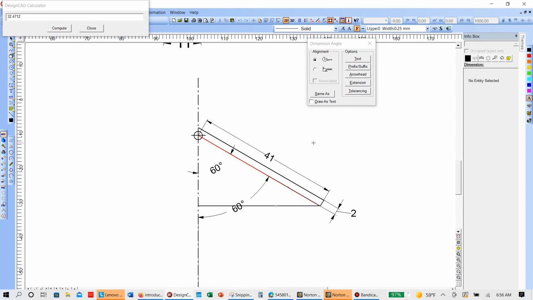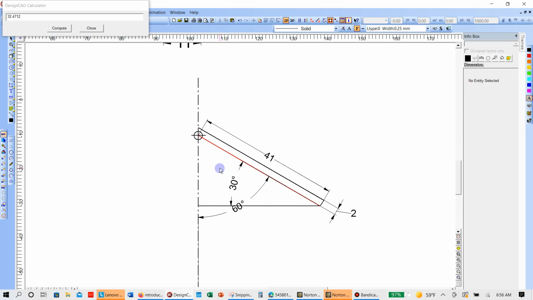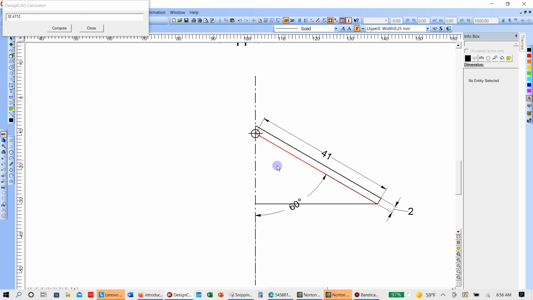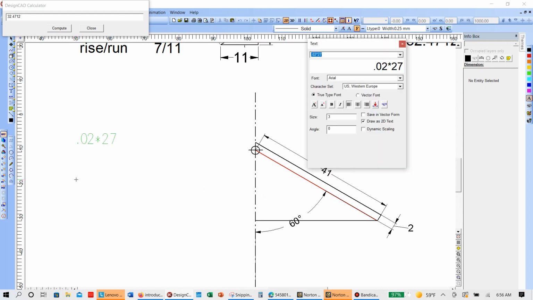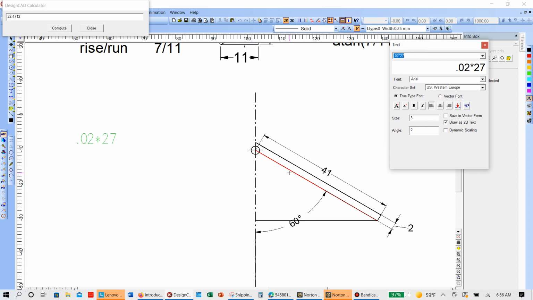All right, 60, or this one here, same as that, 30 or 60. So let's do this, right? Let's just use 60 since that's what's given to us. And we know the 41. So let's figure out this side first. We know that this leg, the adjacent leg, or the run divided by the diagonal, is the cosine. So the cosine of the angle, and we know the angle is 60, is equal to X, which is the run, divided by the diagonal.